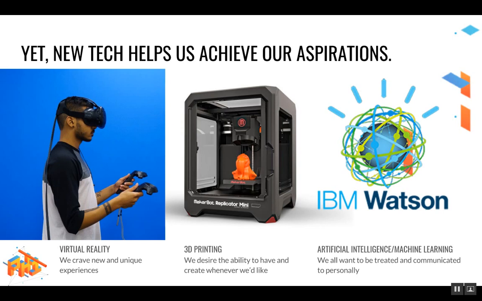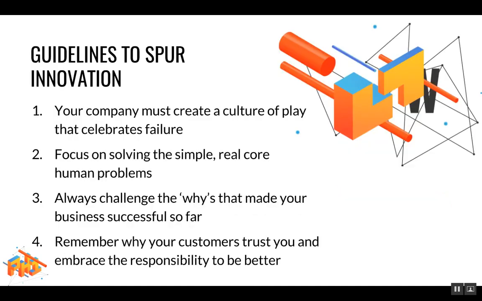for them. Virtual reality, we crave new and unique experiences. You can now go and travel anywhere in the world. You can be 100 feet underwater and see what that would be like without ever having to leave where you are. 3D printing, we have this desire to want to create and make things in a really low barrier way, and 3D printing is now able to allow us to do that. And then artificial intelligence, we want to be treated and communicated with personally. We're giving up so much information. How do we then create that respectful relationship?